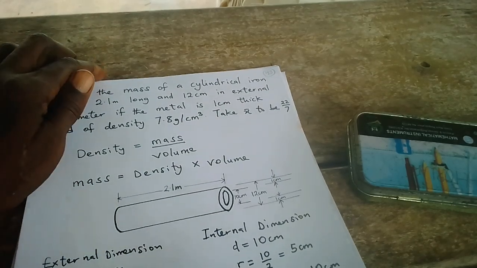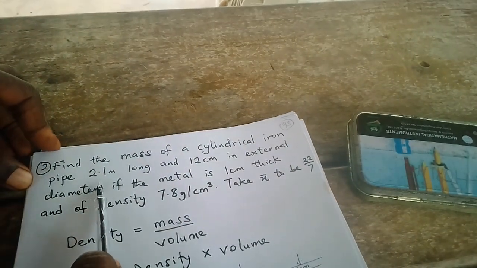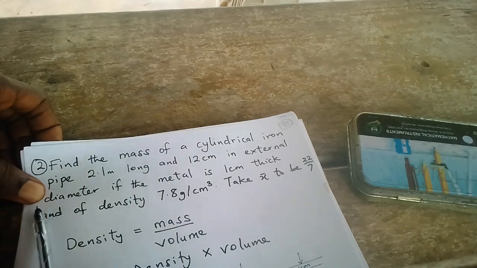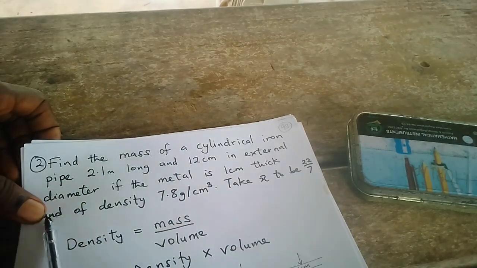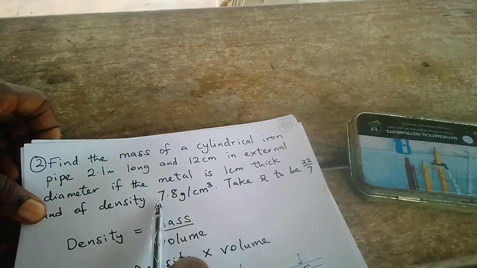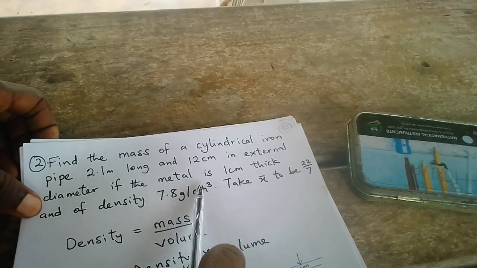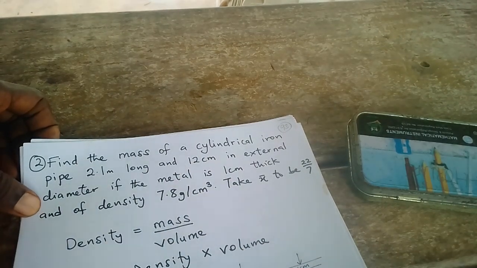Find the mass of a cylindrical iron pipe 2.1 meters long and 12 centimeters in external diameter. If the metal is 1 centimeter thick and the density is 7.8 grams per centimeter cube, take pi to be 22/7.